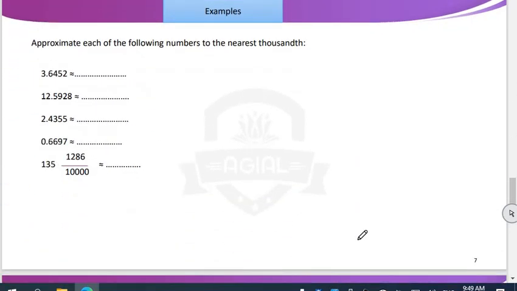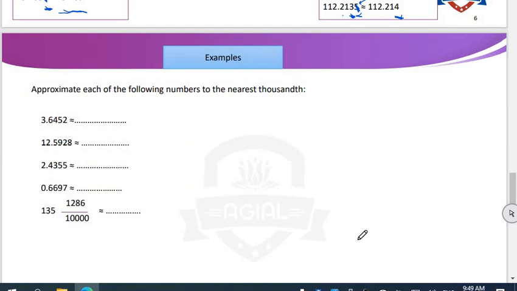Okay, we have some examples. Approximate each of the following numbers to the nearest thousandth. We look at the digit in the 10,000th place. If this digit is a weak number, we remove this digit and write the same number. If this number is greater than or equal to 5, we increase the digit in the thousandth place by 1 and remove the other digits to the right.